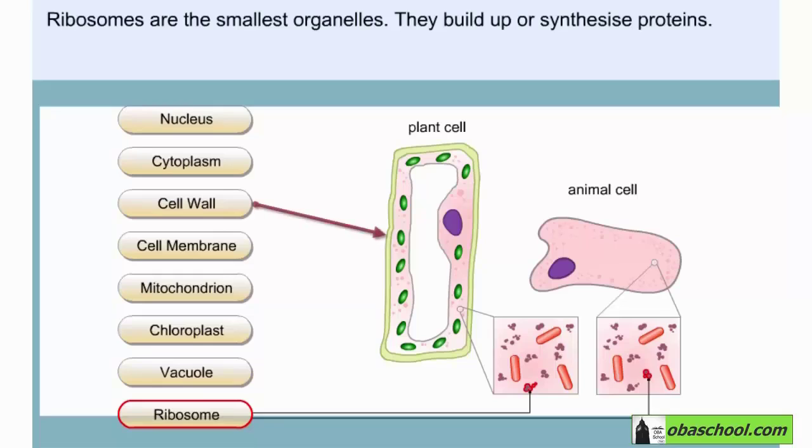Plant cells have cell walls, which gives them their strength and stability, while animal cells do not. Plant cells have chloroplasts, which they need to make their own food, while animal cells do not, because animals do not make their own food. And finally, plant cells have one large vacuole, while animal cells have several small vacuoles.